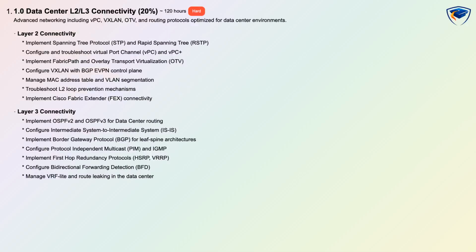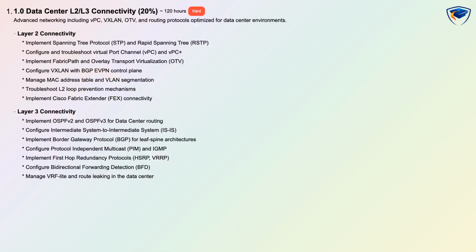1.0 Data Center L2/L3 Connectivity carries 20% of the exam and is rated hard with an estimated learning time of 120 hours and scenario-based assessment. You will learn advanced Layer 2 topics like STP and RSTP, virtual port channel including vPC and vPC+, fabric extender connectivity and VXLAN with BGP EVPN control plane.